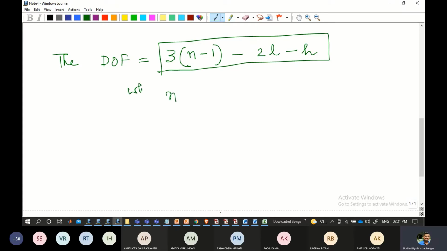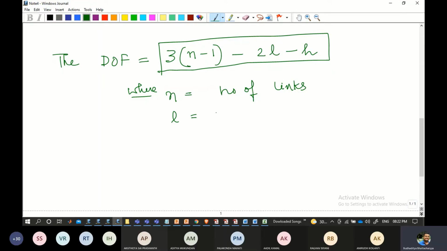N here, where N equals the number of links. So for any mechanical structure, N equals the number of links which are present. With an example, we are going to discuss that. Don't worry, for the time being, just make a note of it.